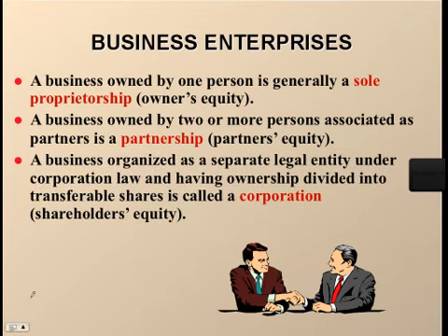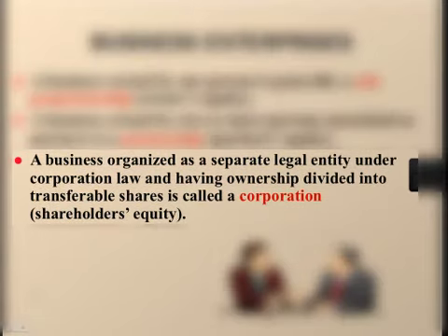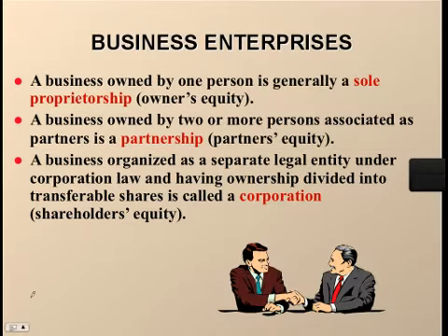A business that is organized as a separate legal entity under corporation law and having ownership divided into transferable shares is called a corporation. Corporations have a shareholders equity section on their balance sheet, and there are two sections, contributed capital and retained earnings. We'll be talking about that later when we get into chapters 14 and 15 in this course.